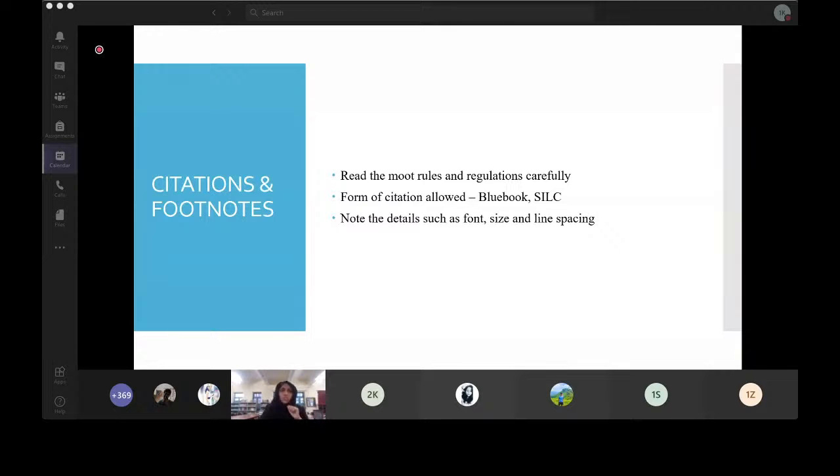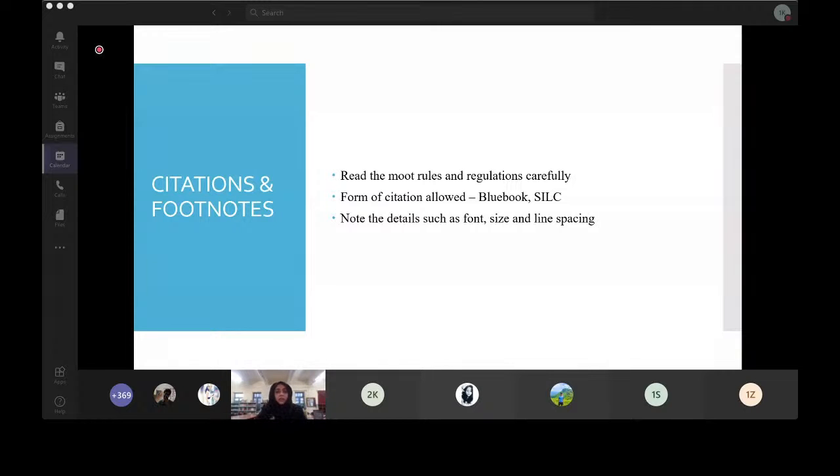Now, citations and footnotes are also the most important, because going wrong with them, you can lose marks. You can end up with a penalty. So read the moot problems and regulations carefully. The form of citation is usually specified in the document that contains the moot proposition, the moot rules and regulations. Ensure you follow that.